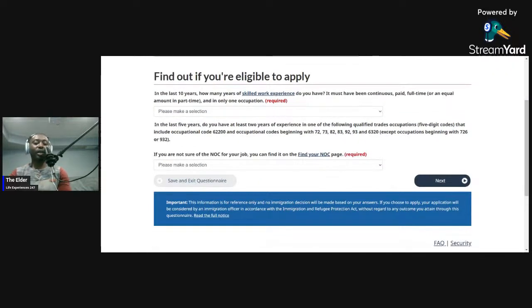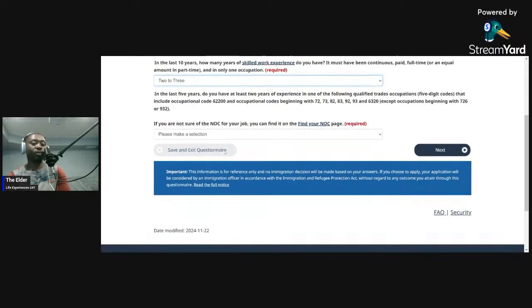find out if you are eligible to apply. In the last 10 years, how many years of skilled work experience do you have? So let's say in the last 10 years, we've worked for 3 years. So let's say it's 2 to 3. So I choose 2 to 3 years here.